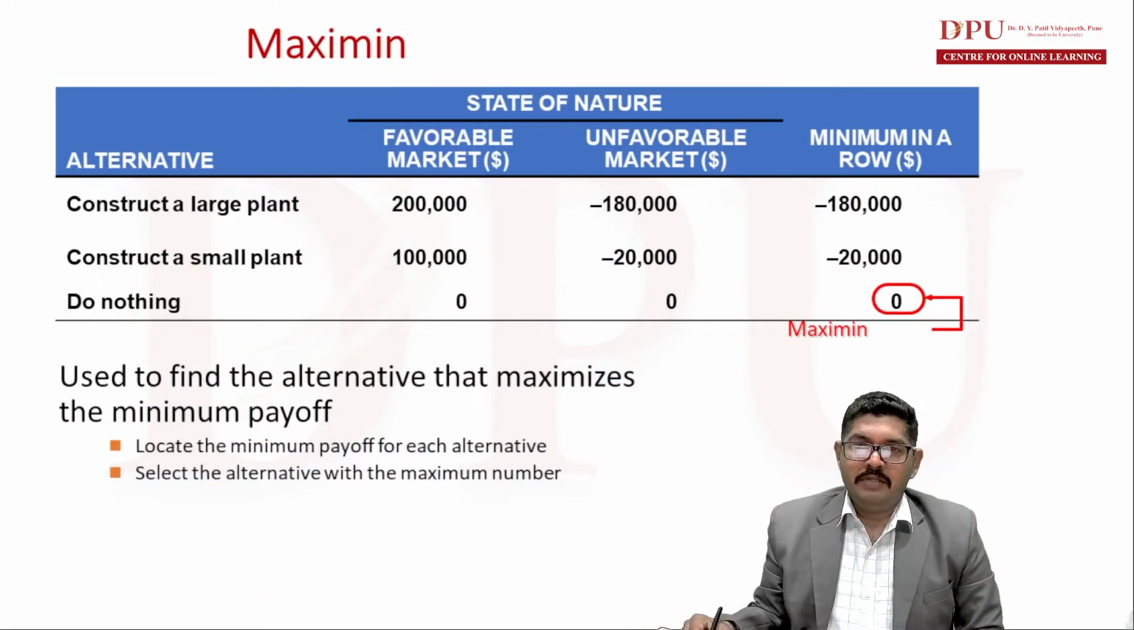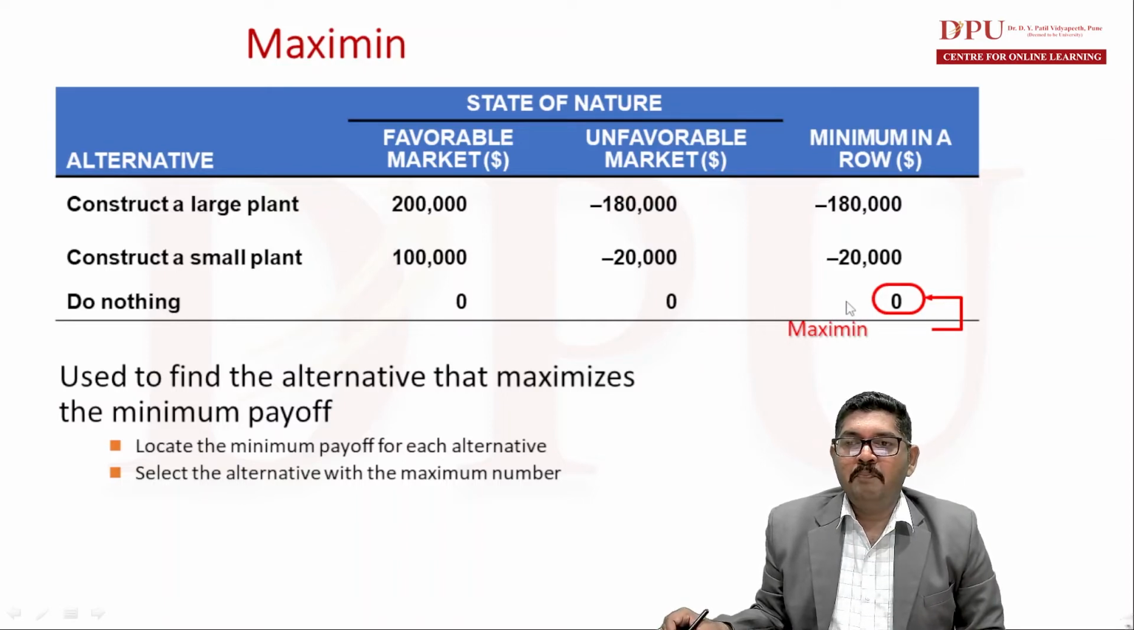Then we have maximin criteria. What we do here is select the minimum from each row. For constructing a large plant, we have different payoffs, 2 lakhs and minus 1 lakh 80,000. So we choose the minimum, which is minus 1 lakh 80,000. Then constructing a small plant will have two possible payoffs, 1 lakh and minus 20,000. The minimum is minus 20,000. And for doing nothing, the payoff is 0, 0, the minimum is 0, right?